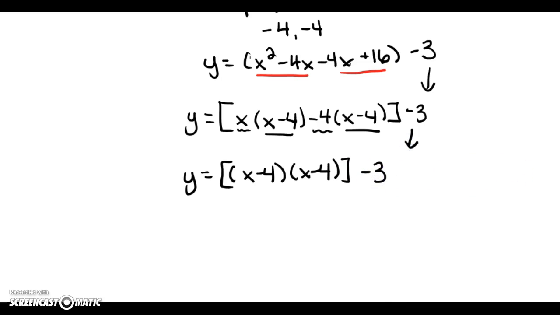So our last step is to look at the definition of what a square is. Remember, a square is essentially a number multiplying by itself. Looking here at our two binomials, we have a binomial multiplying by itself, which means that we can write it as a square. So we have x minus 4 squared minus 3. And now we have our equation in vertex form.